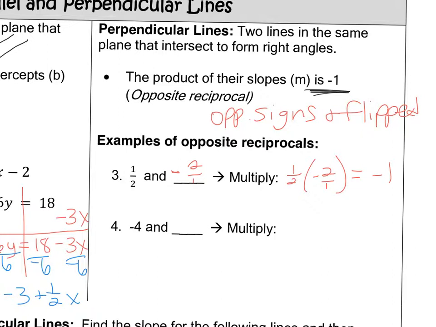Now on number 4, we've been given -4. It's hard to flip a whole number upside down. But if you take a moment and remember that that's really just the same as -4 over 1, now it's easy to flip it upside down. So our opposite sign of a negative is going to be a positive. And then we're going to flip it upside down. So instead of -4 over 1, it's going to be +1 over 4. And if we multiplied those together, -4 times 1/4, it would equal -1. So either way that you see it, if you're given two slopes, you can multiply them together, or you can look and see if they're opposite signs and flipped upside down.